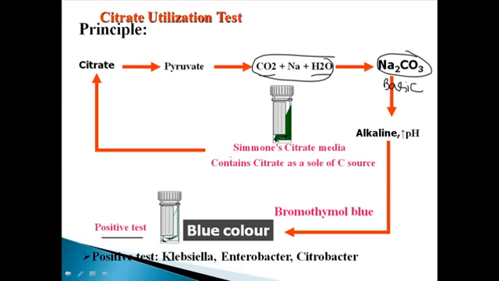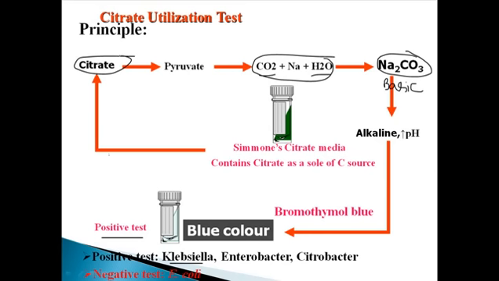The test is positive in the case of Klebsiella, Enterobacter, and Citrobacter. They can utilize citrate, and they do not go through the acidic steps. They go through the neutral media, and finally the basic steps, and they produce sodium carbonate via their normal metabolic pathways, turning the color from green to blue. We have a negative test for Escherichia coli because they do not utilize citrate as a sole carbon source. They have to utilize either glucose or lactose.